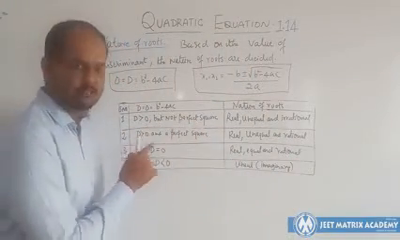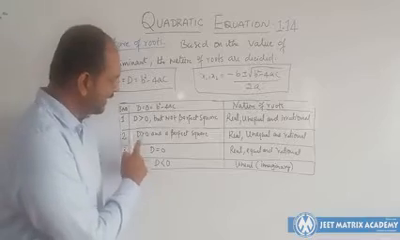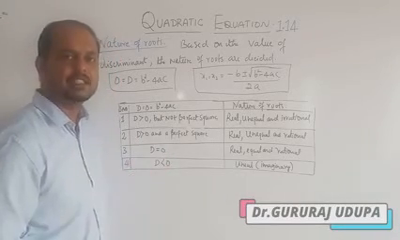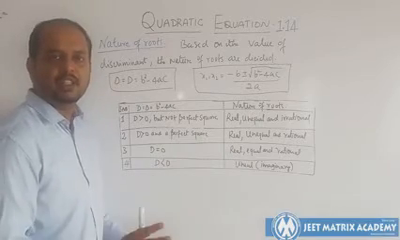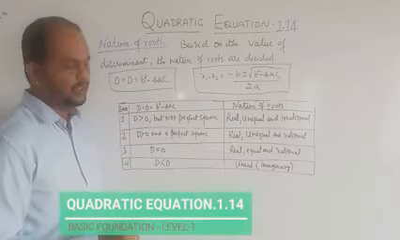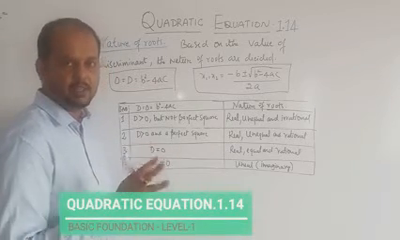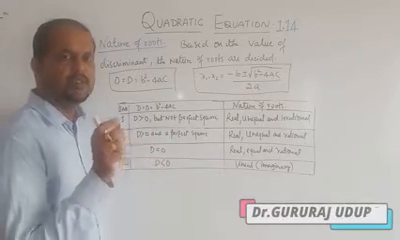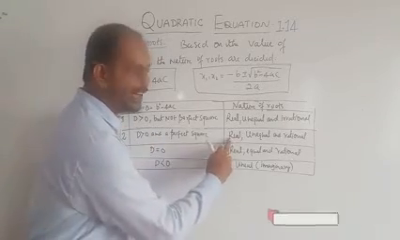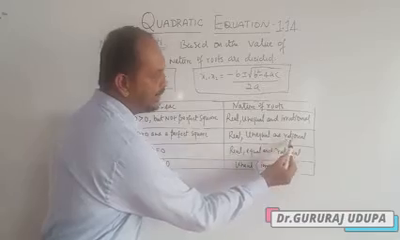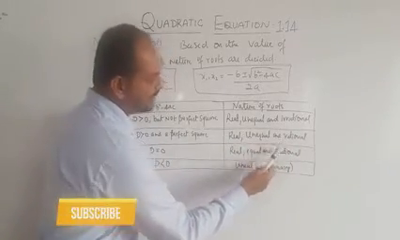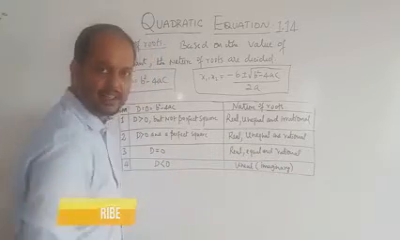Second option: if the value of d is greater than 0 and it is a perfect square, I mean to say this might be 36 or 100, where 100 is 10 square and 36 is 6 square. If we get such values, positive as well as a perfect square, then we can say it is real, unequal and rational. In the previous case it is irrational; in the second case it is real, unequal and rational.